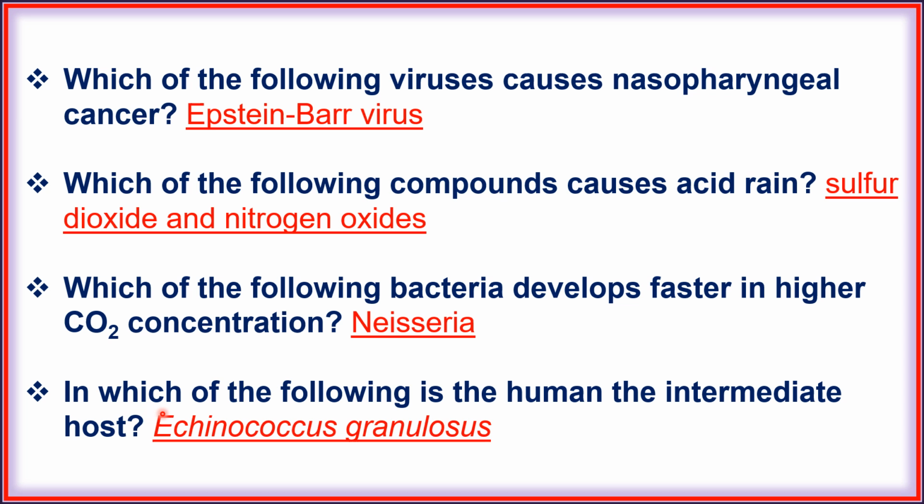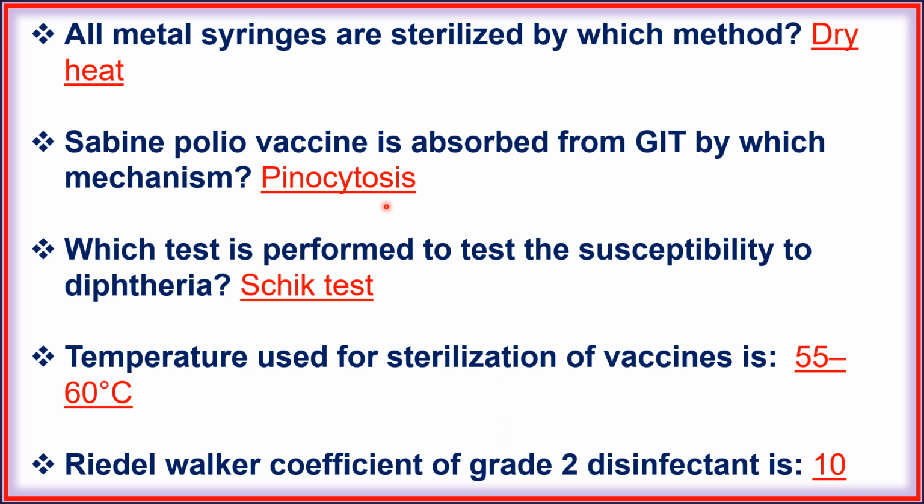Next, in which of the following is the human the intermediate host? Echinococcus granulosus. Next, all metal syringes are sterilized by which method? Dry heat. Next, Sabin polio vaccine is absorbed from GIT by which mechanism?